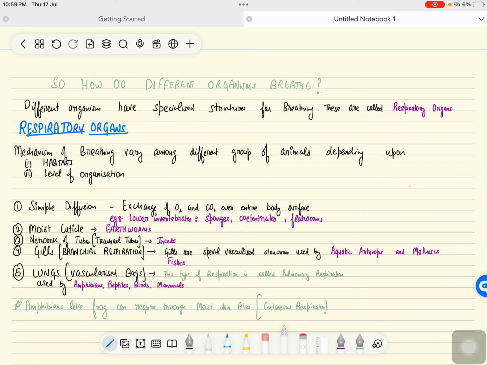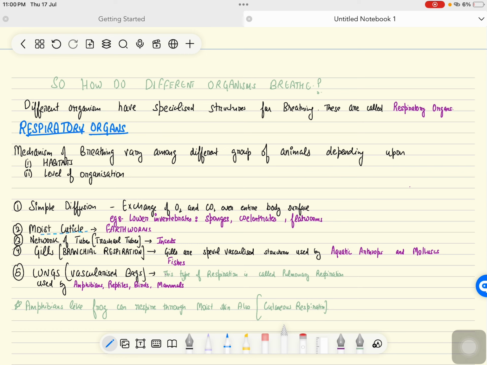It means the organisms with a lower level of organization have simpler methods of breathing, and other organisms like human beings, with a high level of organization, have different specialized organs for breathing. So now we study these one by one. The first method is simple diffusion. Simple diffusion is a process of exchange of oxygen and CO2 over the entire body surface. This process is utilized by lower invertebrates like sponges, coelenterates and flatworms.